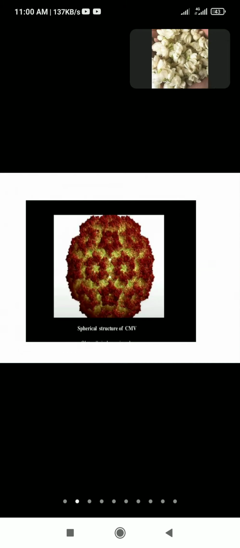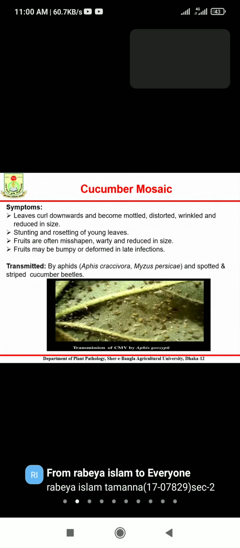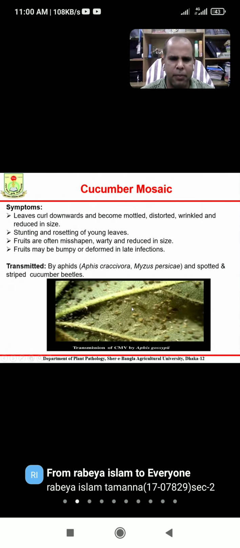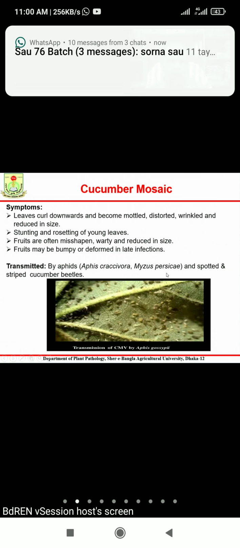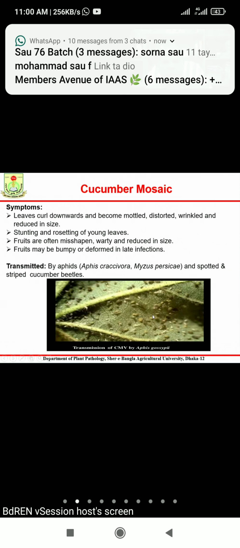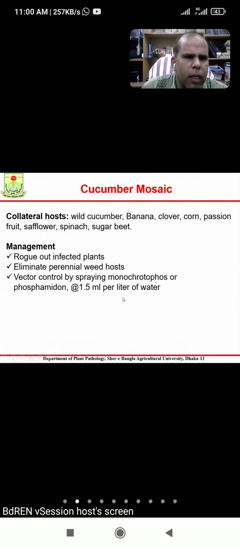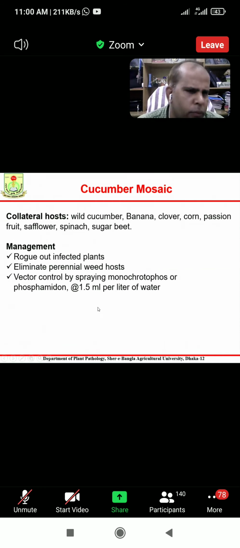This virus looks a lot like the coronavirus. Here are lots of aphids, Aphis gossypii, and that is the culprit to transmit this virus. I mean the cucumber mosaic virus is transmitted by aphids, and different species can transmit it. So this is the severe condition, a destructive condition you can see. So how can we manage this virus? Very simple.